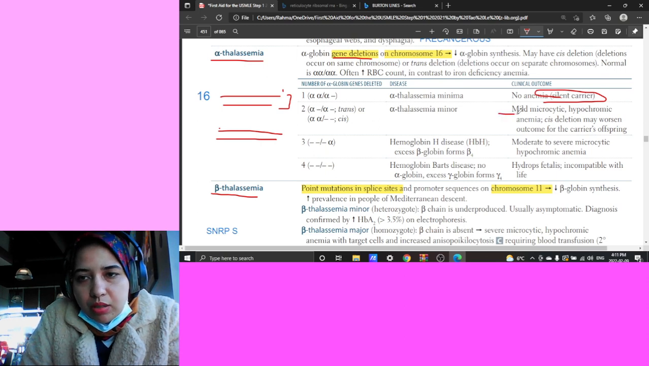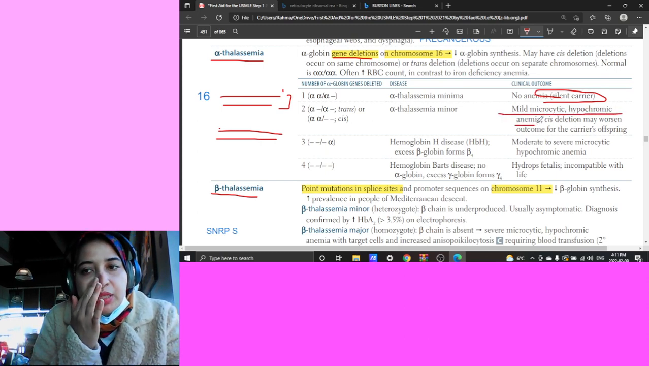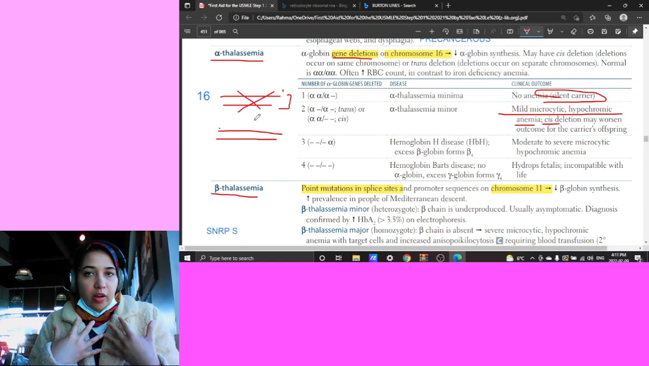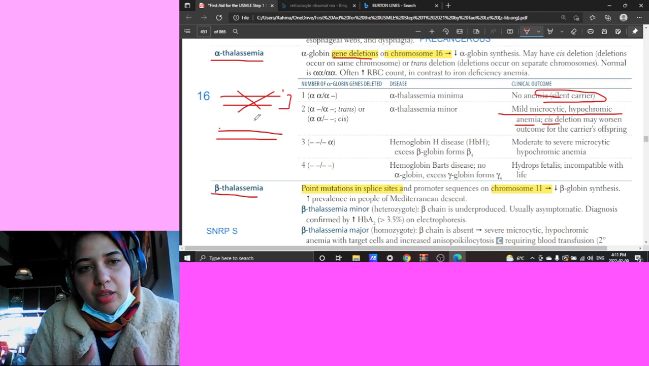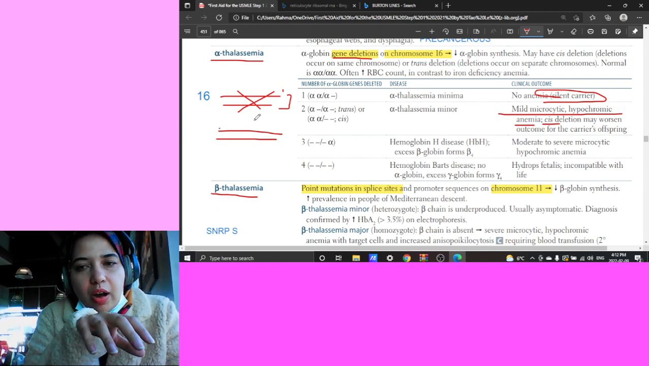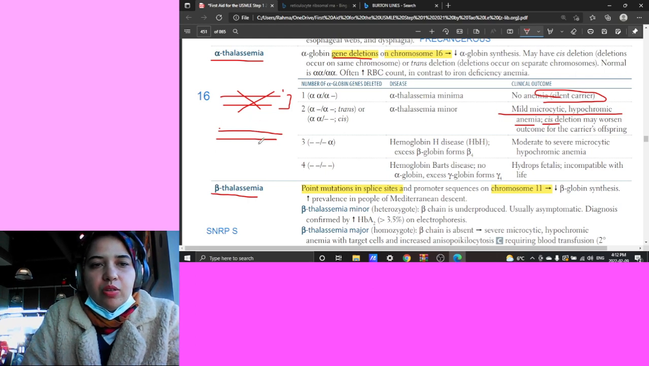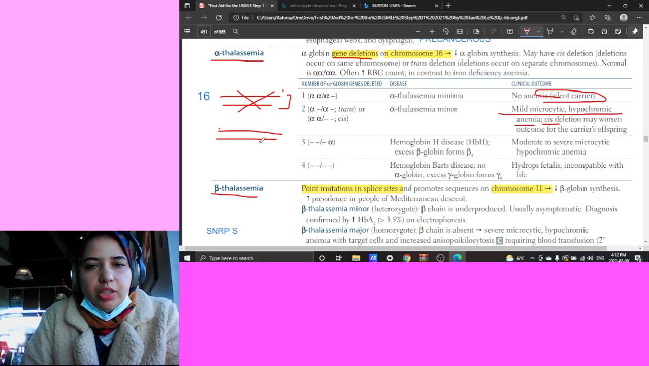Right? So effectively, I don't really have a very major anemia. I have a mild microcytic hypochromic anemia. But which one is worse? The one that's worse is the cis deletion, because both of these are going to be deleted. That means while I only have a mild anemia, if I have a child, I'm going to be passing on a worse outcome essentially, because they only have these two copies. If they have any other issue, they're going to have a major anemia.